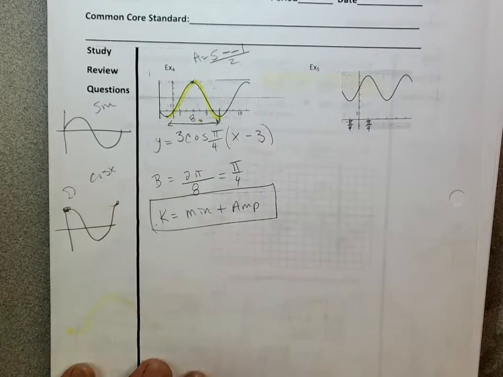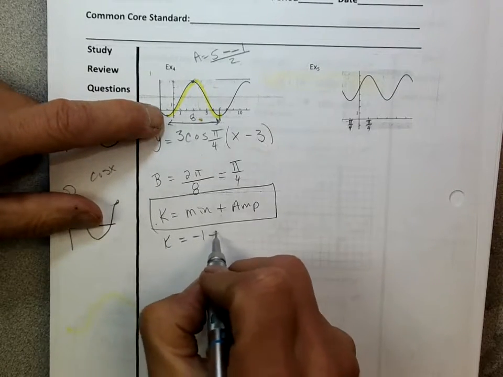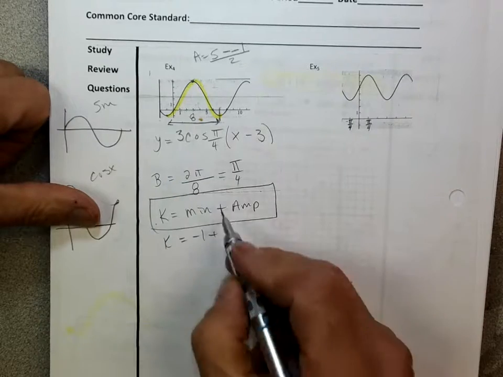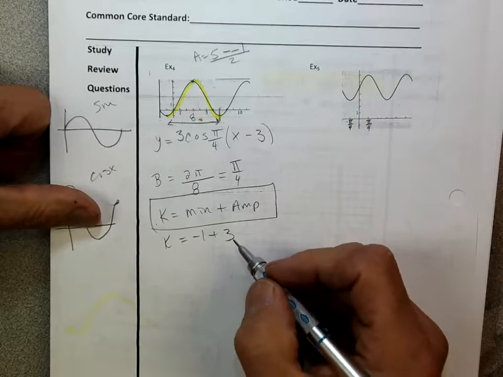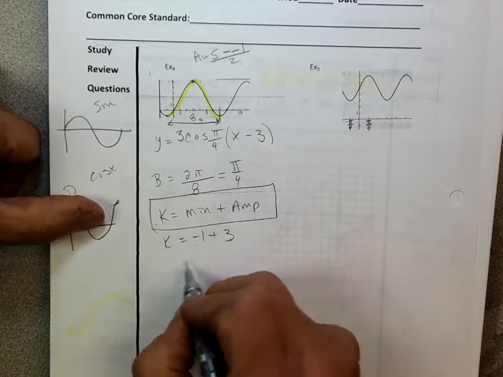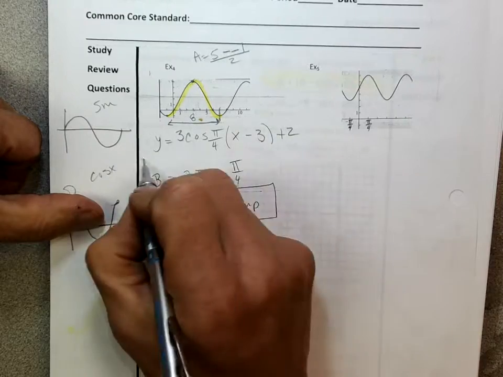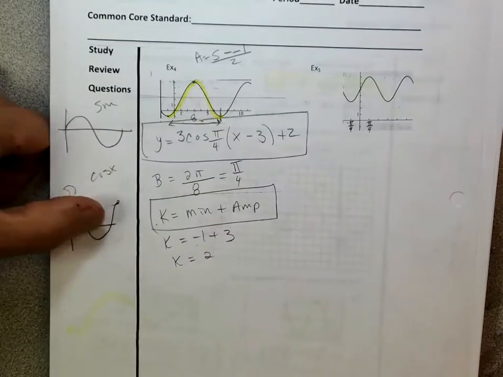The minimum plus the amplitude. So if you have a difficult time figuring out what the vertical shift is, just go to the minimum, which is -1, plus your amplitude, which we said was 3. Actually, I got it wrong. It's 2, isn't it? I counted wrong. So it got bumped up only by 2. So k is 2. So we go plus 2. And this is an equation.